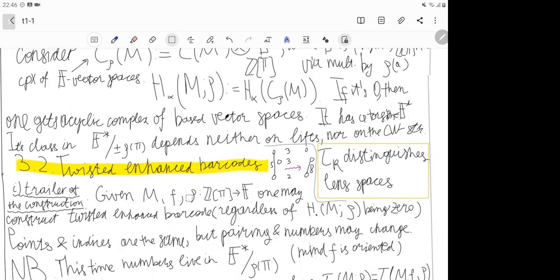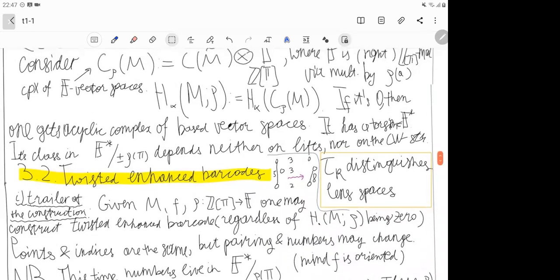Again, I consider this map of rings rho from Z of pi to F. And I claim that it's possible to construct the twisted enhanced barcode out of this data, regardless of the homology being 0, right? As I previously said, the barcode always exists, enhanced or not. But if the homology is 0, then this number is interesting.